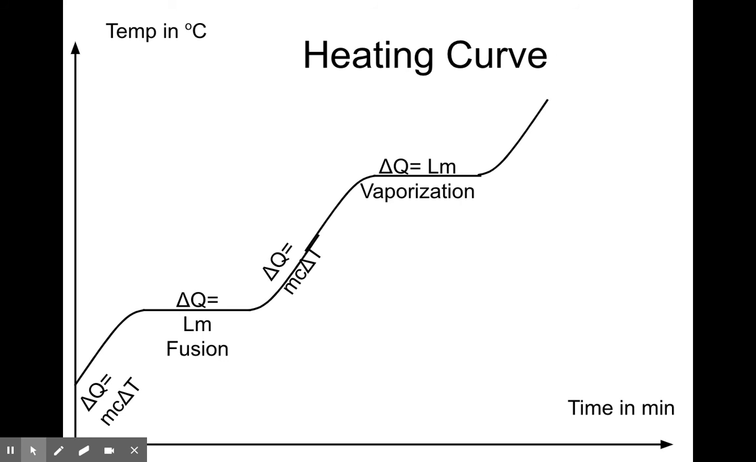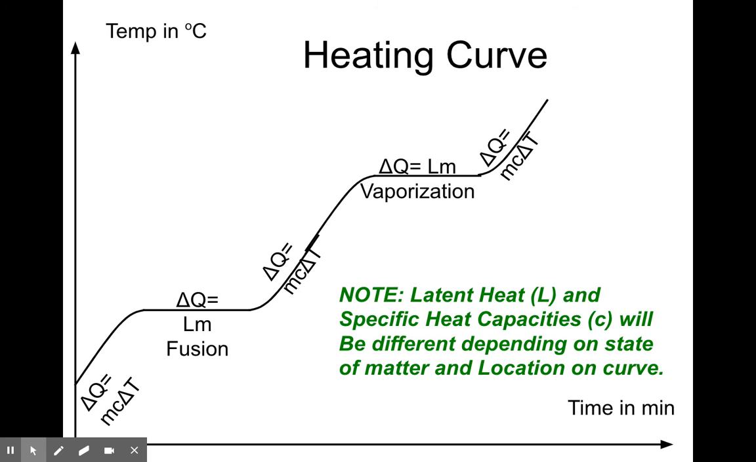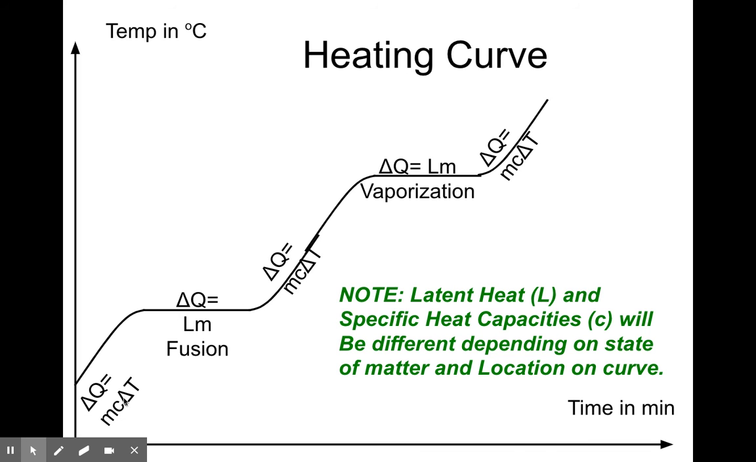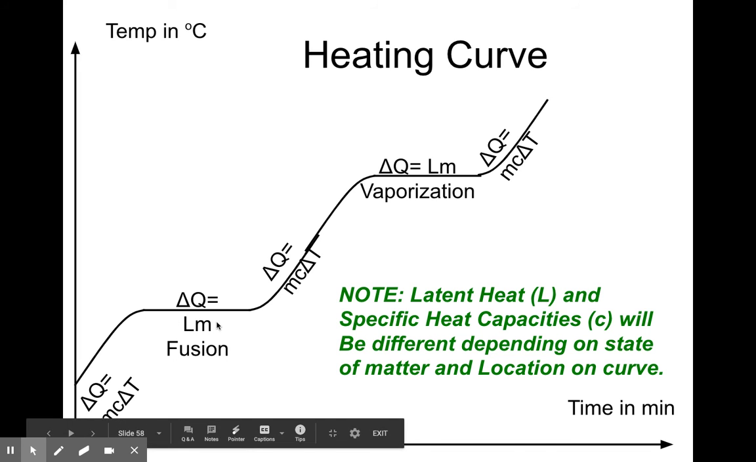So I made this for you right here. Basically, if I'm going up the ramp, if you will, going up the curve, I'm going to use Q = mcΔT. If I'm on a flat piece, I'm going to use the latent heat of fusion. If I go up this part, I'm going to use Q = mcΔT again.